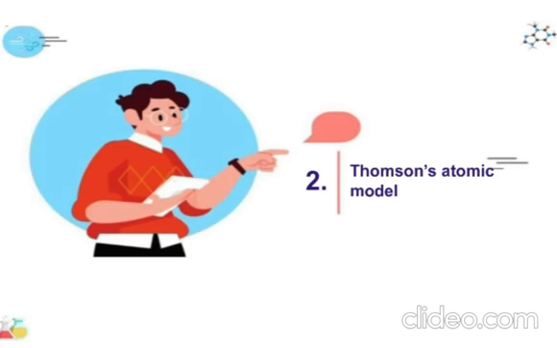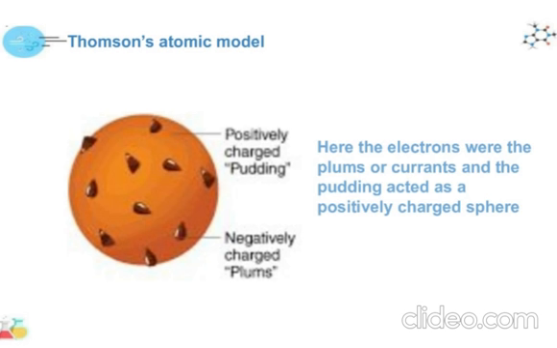Now, our next topic is the three models: Thomson's, Rutherford's, and Bohr's atomic model. So let's understand Thomson's atomic model. Thomson's atomic model was also represented like a Christmas pudding. What did he say? That this entire sphere, like a pudding, is the positively charged sphere, and inside it are these currants or plums which we can see. He named these the negatively charged particles, which are nothing but the electrons.